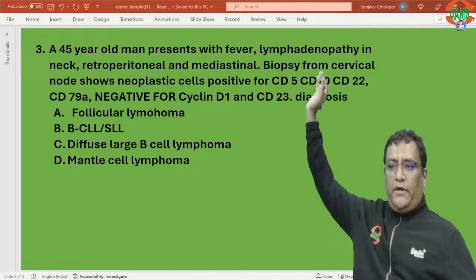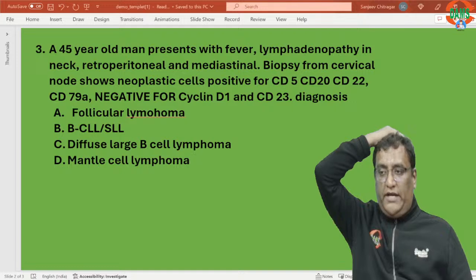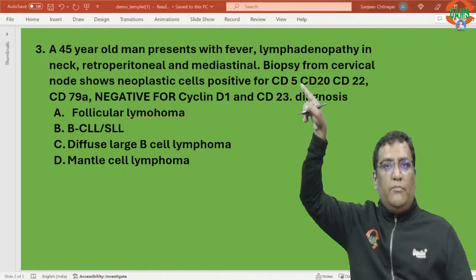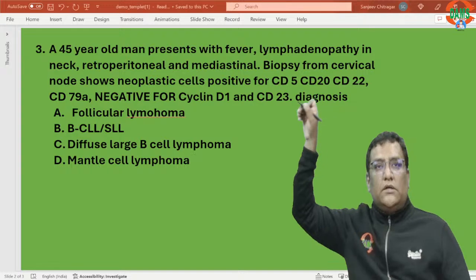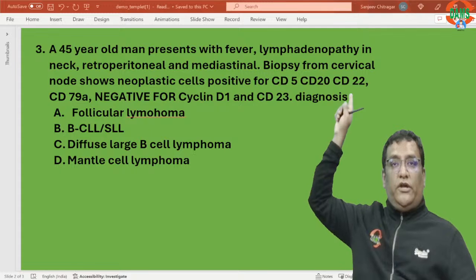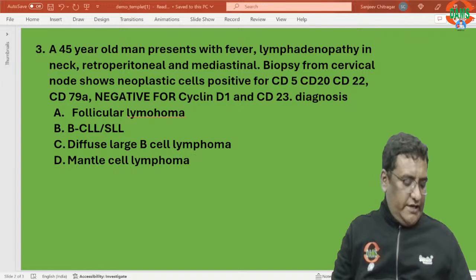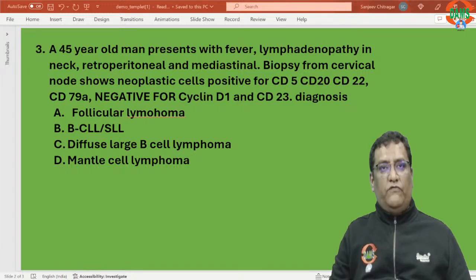What is the question? A 45-year-old man presents with fever, lymphadenopathy in the neck, retroperitoneal and mediastinal lymph nodes. Biopsy from the cervical lymph node shows neoplastic cells positive for CD5, CD20, CD22, and CD79A, negative for cyclin D1 and CD23. What is the likely diagnosis? Options: follicular, BCLL, SLL, diffuse large B cell, mantle cell.